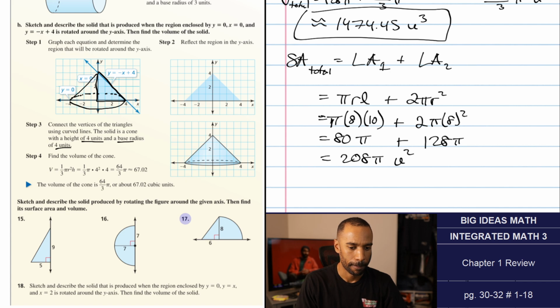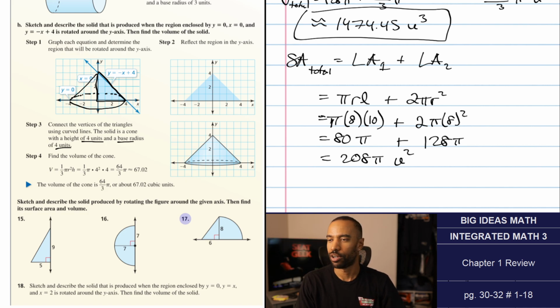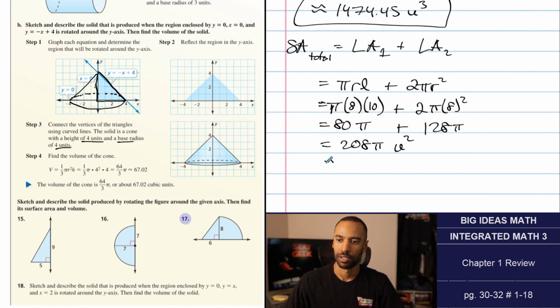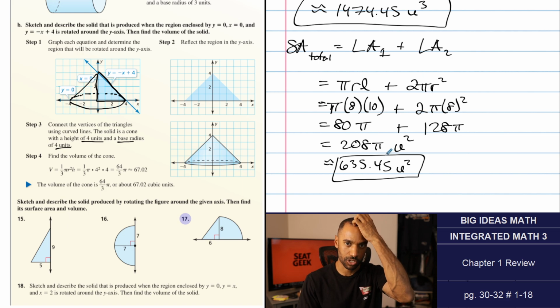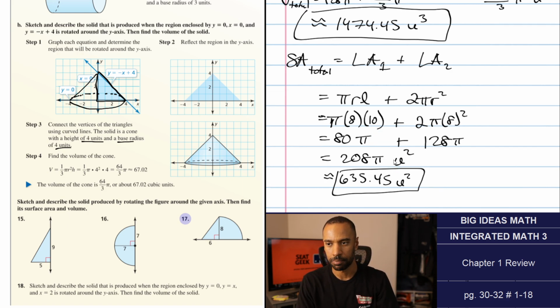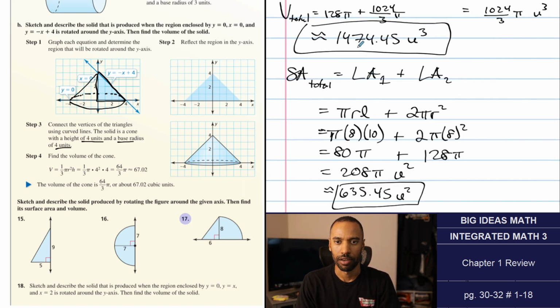208 pi, 208, 635.45 square units. So there's our surface area of number 17. There's our volume of number 17. And I didn't really know how to name the shape, but it was a cone plus a hemisphere together.